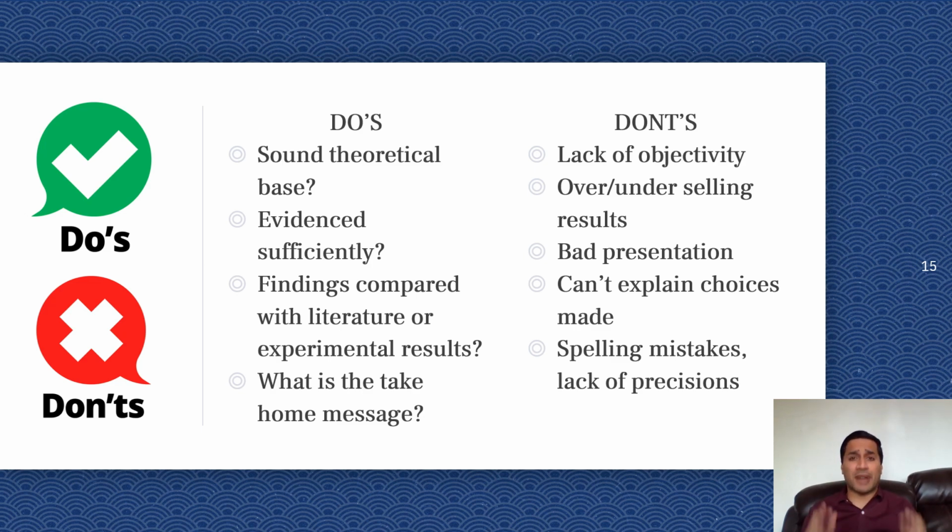The best practice you could ever do is practice your own PhD viva in front of a mirror. Look at the actors, look at the BBC news readers or the presenters. The way they present, they are very confident. That's exactly how you should be within your PhD viva. Please avoid spelling mistakes as well as lack of precision. They get annoyed.